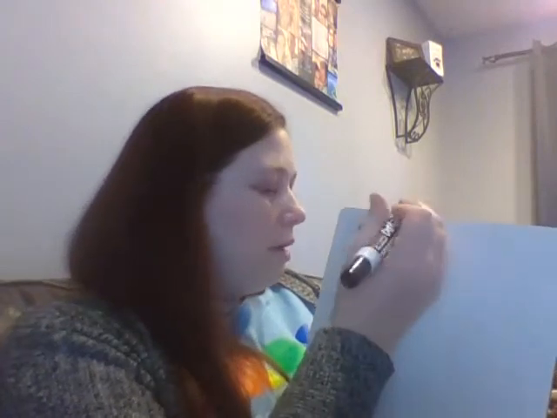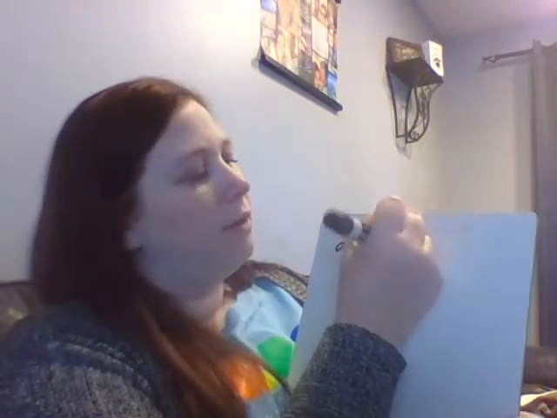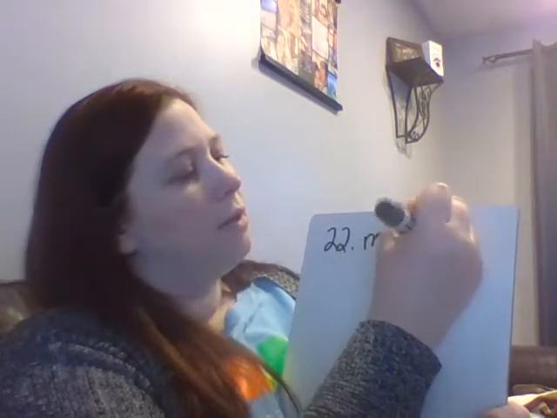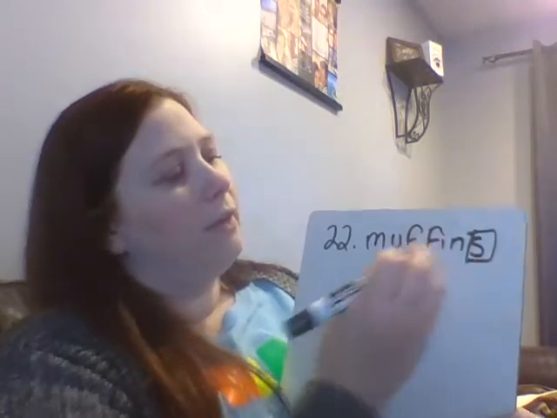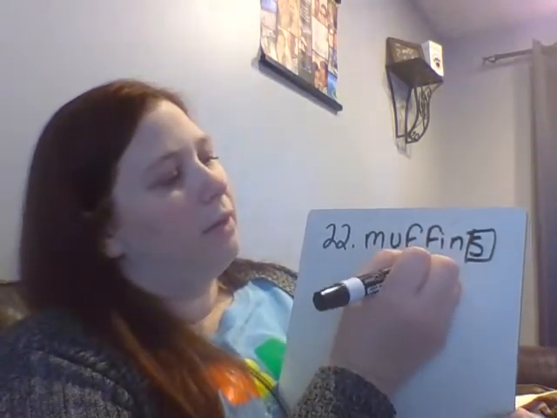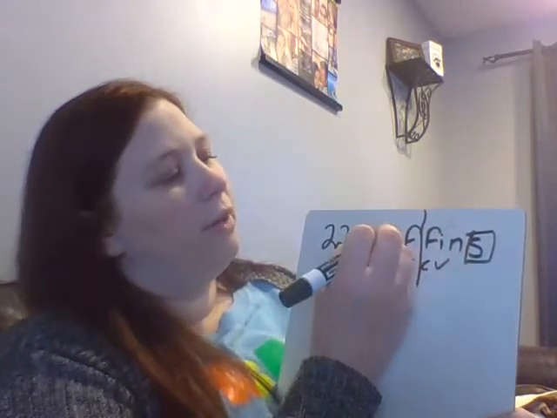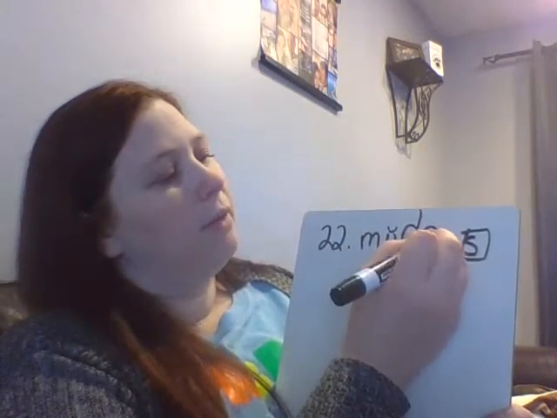We're going to move on to our last set. Number 22, muffins. Here we have our suffix S, vowel, consonant, consonant, vowel. So we'll draw our line there. Vowel, consonant, breve, vowel, consonant, breve.